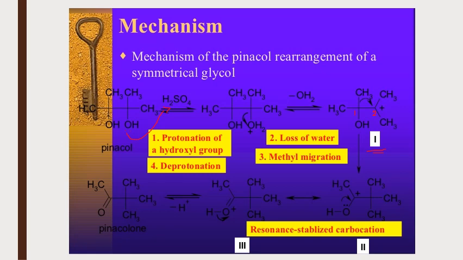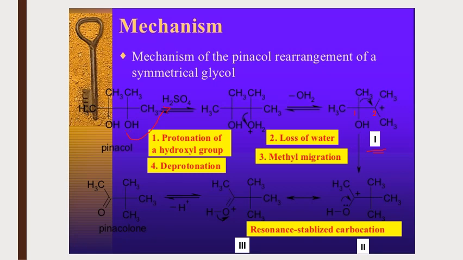That is, four steps are happening. First step is protonation of the hydroxyl group. Second step is loss of water molecule. Third step is migration of the methyl group. So the methyl group forms a resonance-stabilized carbocation 1, 2, 3. When compared to 1 and 3, 3 is the most stable carbocation. Why? Because it has a complete octet structure when compared to the first carbocation. This 3 will undergo deprotonation to form a carbonyl-containing compound, that is pinacolone. So that is the mechanism for the pinacol-pinacolone rearrangement.